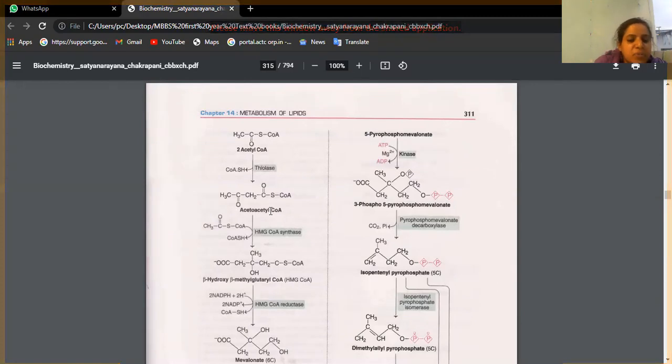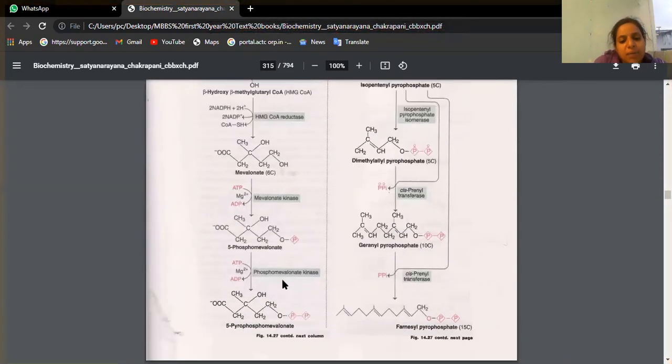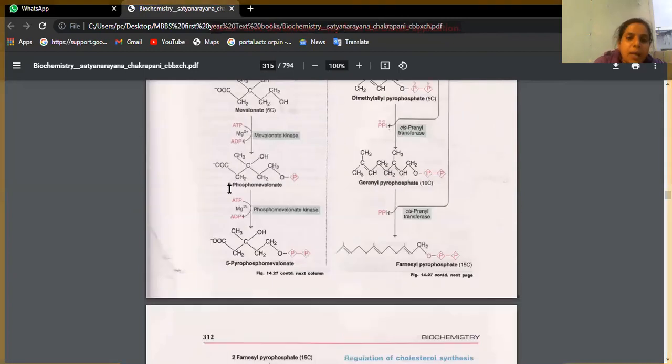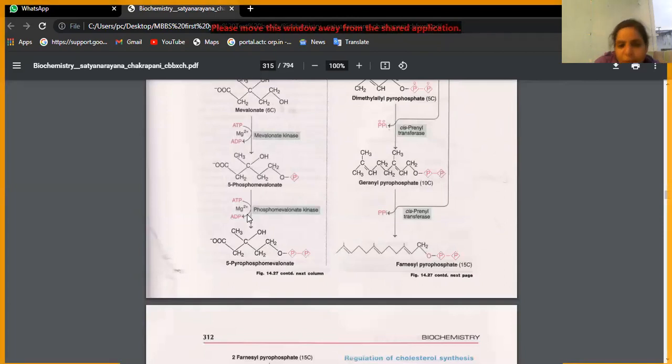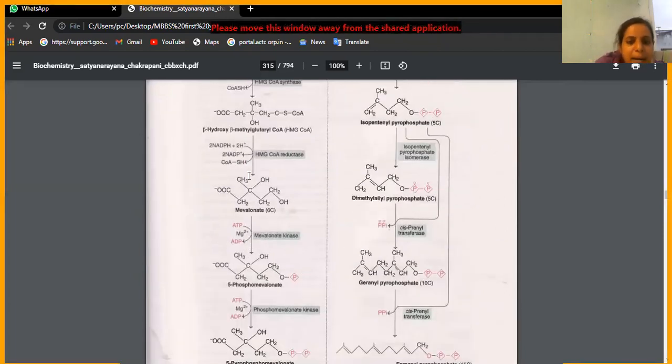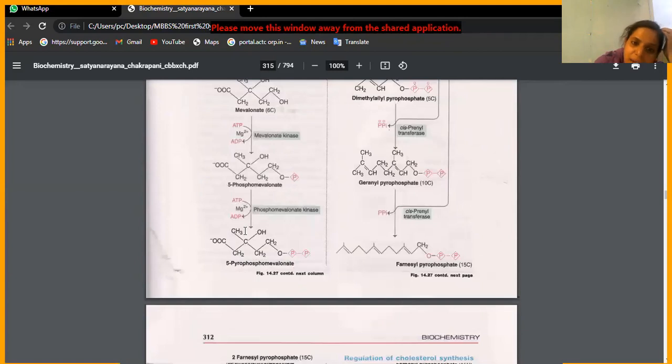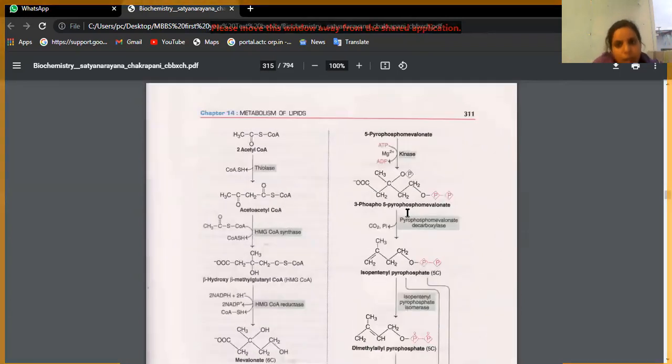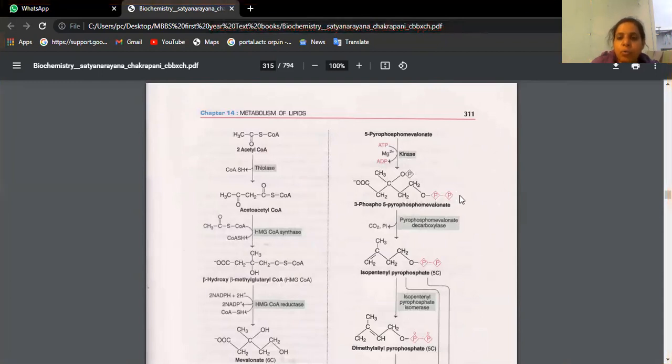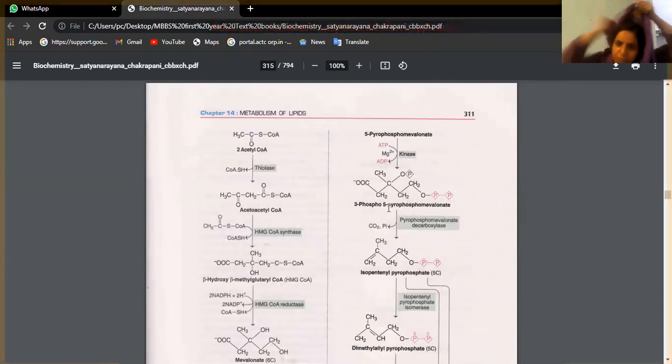Then you just have to learn the names. I will give you one code also to remember this. We reach till mevalonate, right? From mevalonate to 5-phosphomevalonate, the only thing you observe is that phosphate is being added. Mevalonate structure, phosphate is added, hence 5-phosphomevalonate. One more phosphate is added, you call it 5-pyrophosphomevalonate. Here one phosphate, here two phosphates. Again one more phosphate is being added, 1, 2, 3.